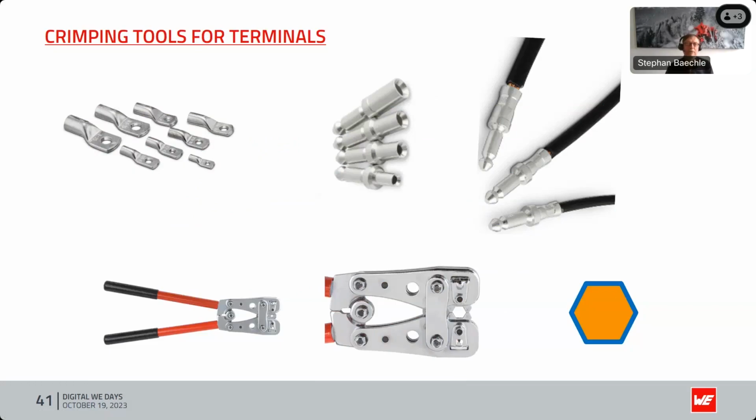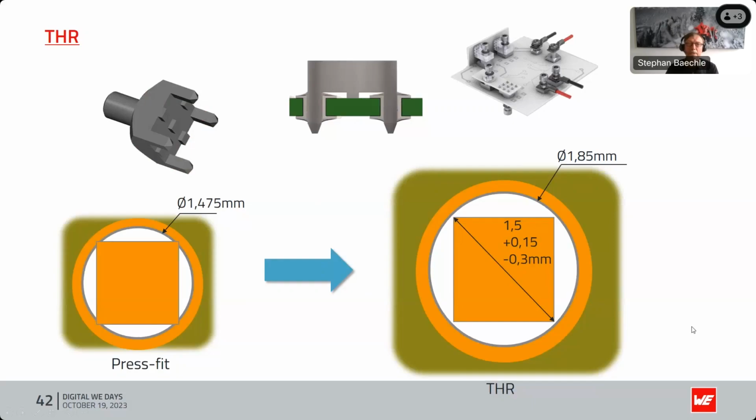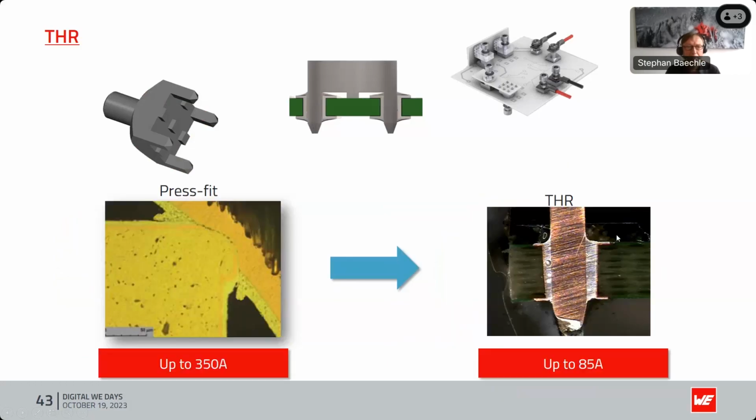Okay, but what if it's not possible for you to do a press fit process? Then you can use our THR components. Sure, you need a bigger hole in your PCB because they have to be placed by machine automatically, so they have to fall into the via, and the via has to be 1.85 millimeters in this case.